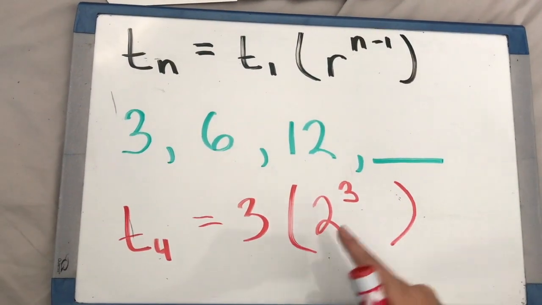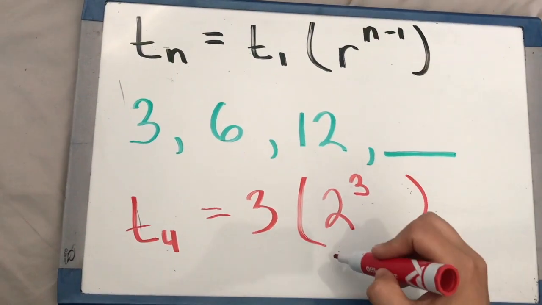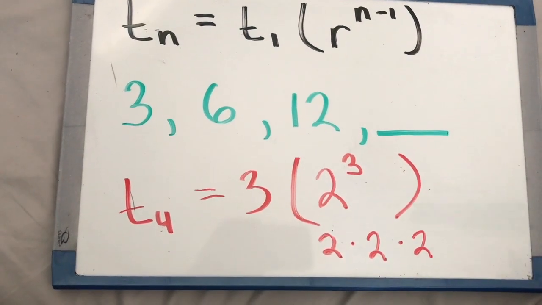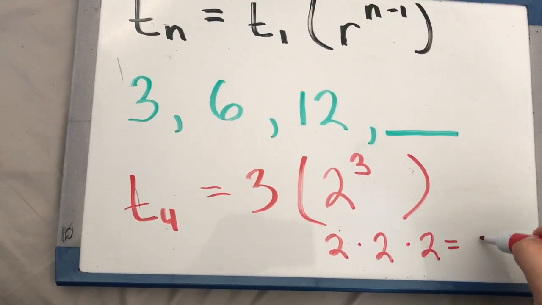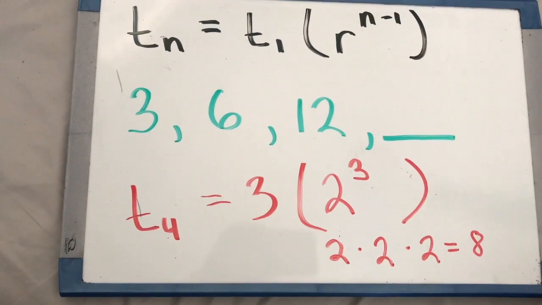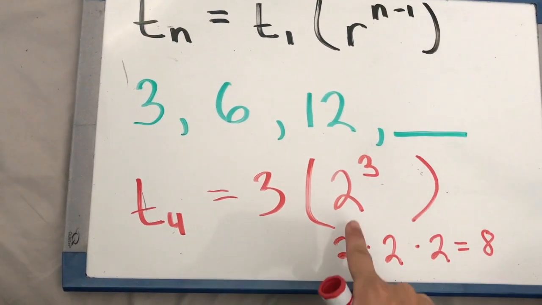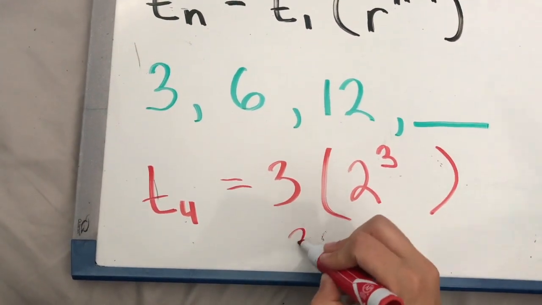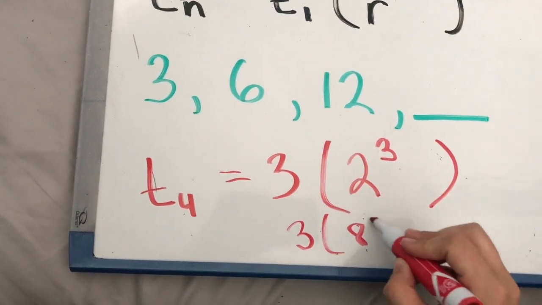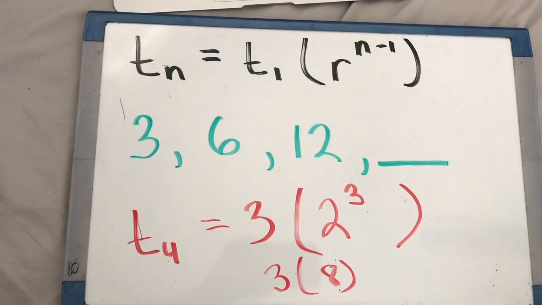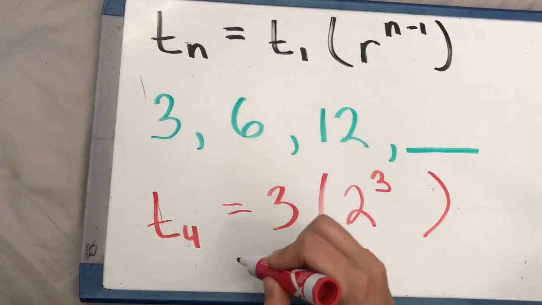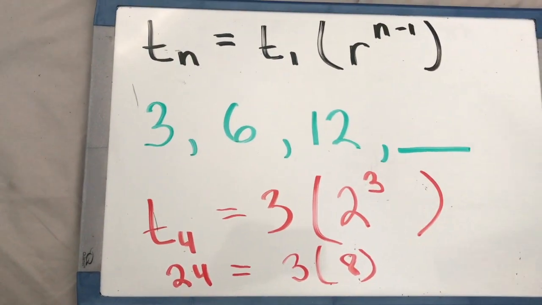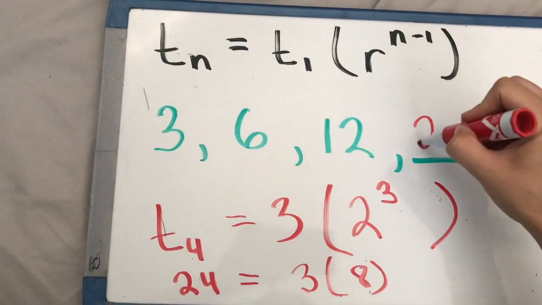So I've got 2 to the third power, which is the same thing as just 2 times 2 times 2, which is going to give us 8. So 2 to the third power is equal to 8. So now I've just got 3 times 8. And 3 times 8 is equal to 24. So that means that my fourth term is equal to 24.